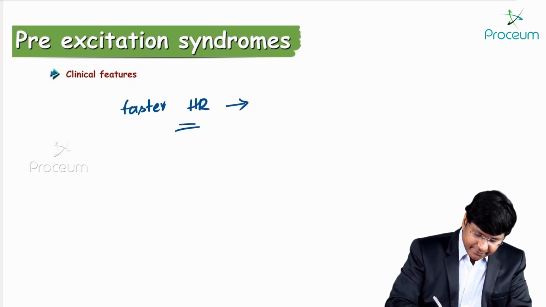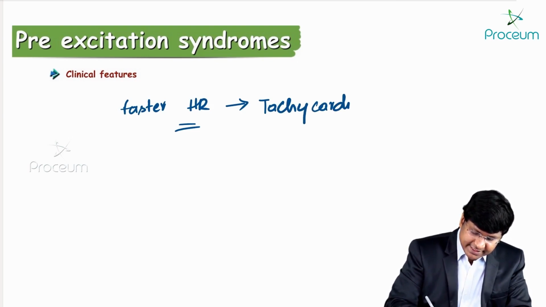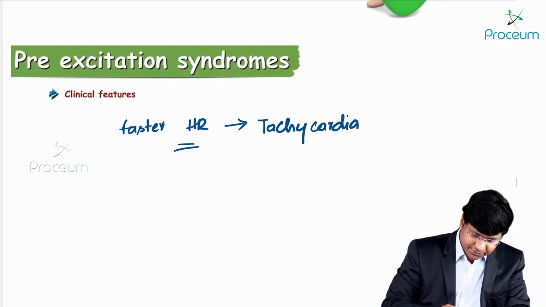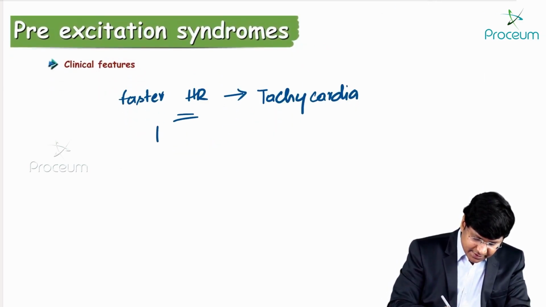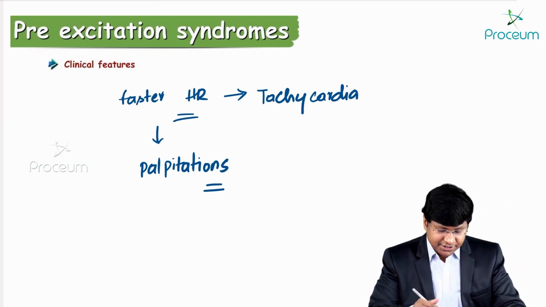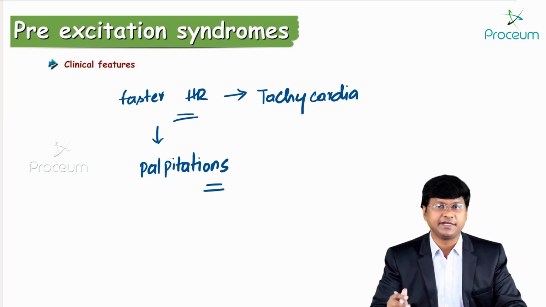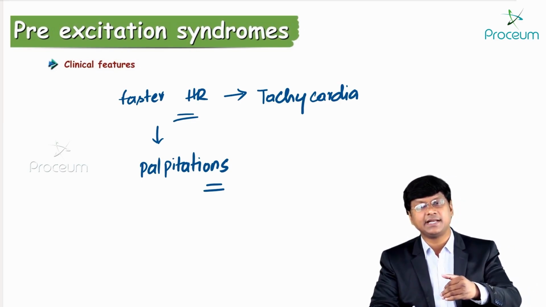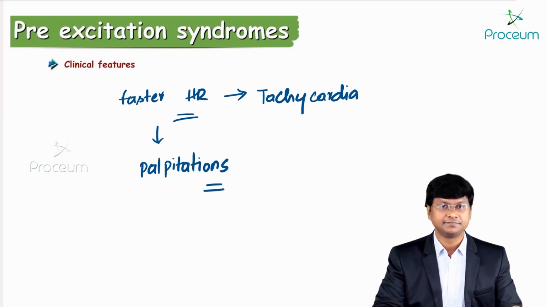And that gives an impression of tachycardia. So when there is tachycardia, what do you think will be the clinical manifestations? These individuals will have the clinical manifestation of palpitations. Palpitations are the important clinical manifestation in these individuals. Why? Because of an abnormal extra electric pathway into the ventricle.